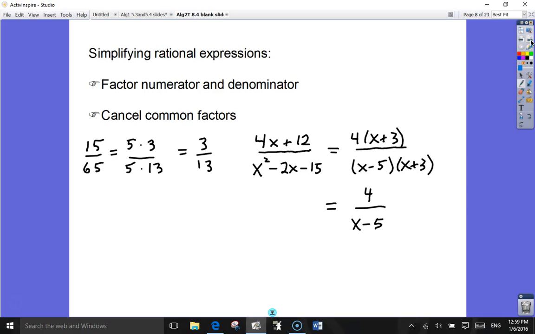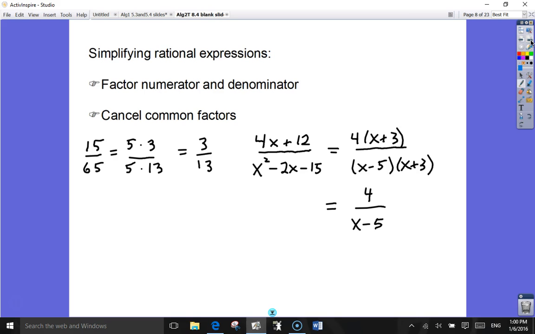You recognize that both the numerator and the denominator have a common factor, right? And I can write it like that, 5 times 3 divided by 5 times 13. And then because 5 is a factor of the numerator and denominator, I can cancel the 5s, right? Cancel, and I'm left with 3 over 13.